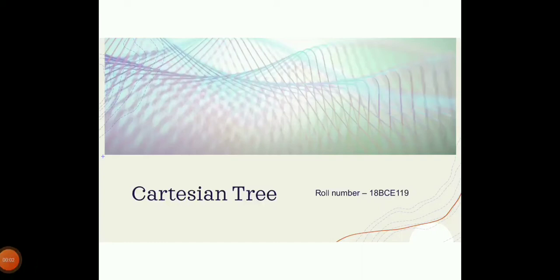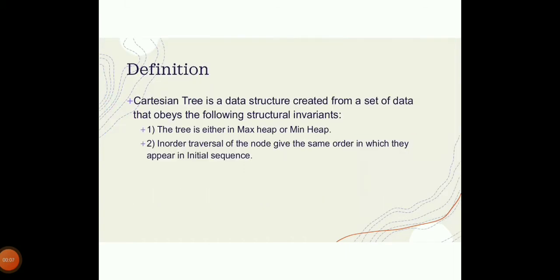Okay, so we will look first for the definition of Cartesian tree. So Cartesian tree is a data structure created from a set of data that obeys the following structural invariants. So Cartesian tree follows two main properties, which is tree is either in a max heap or min heap, and in order traversal of the node should give the same order in which they appear in the initial sequence.